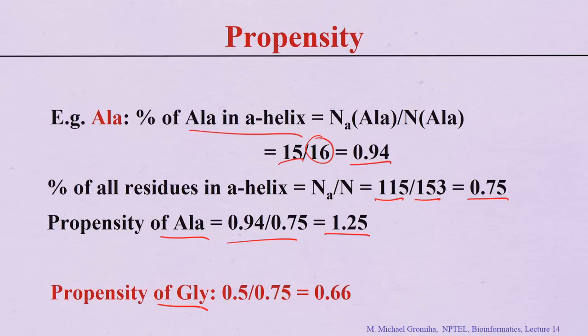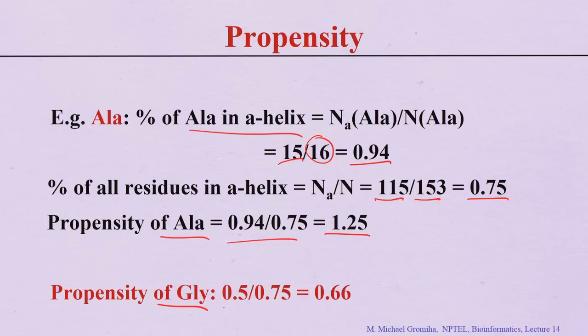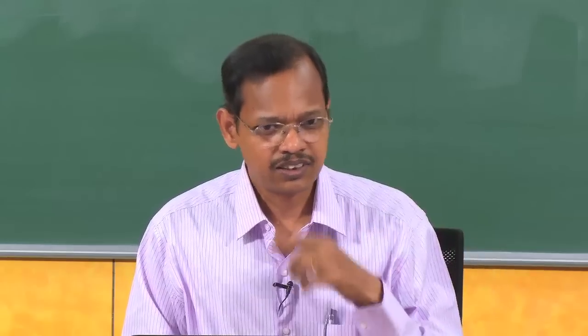Then you take glycine. How many glycines are here? 1, 2, 3, 4, 5, 6, 7, 8, 9 or 10 glycines. Finally, this is 0.5, the percentage of glycine, and this is the percentage of helices, 0.75. Divide this, and you get 0.66. In this case, this is less than 1. So from this what can we infer? Glycine is not preferred in alpha helix.